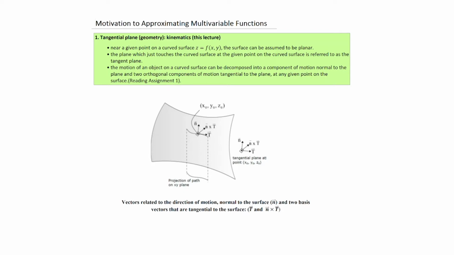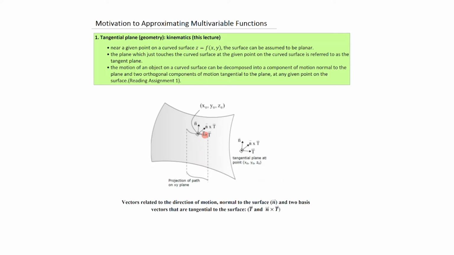Third point, the motion of an object on a curved surface can be decomposed into a component of motion normal to the plane and two orthogonal components of motion tangential to the plane at any given point on the surface. And this material is dealt with in more detail in reading assignment 1. And again, as I mentioned, you're not responsible for it. So if you look at the diagram below, I think that perhaps will give you a little understanding of what's happening. So at this point, we can essentially say there's a normal component, and we know that's going to be a gradient vector. We've already discussed that before. But you also have a tangent component, which is tangent to the direction of the motion.